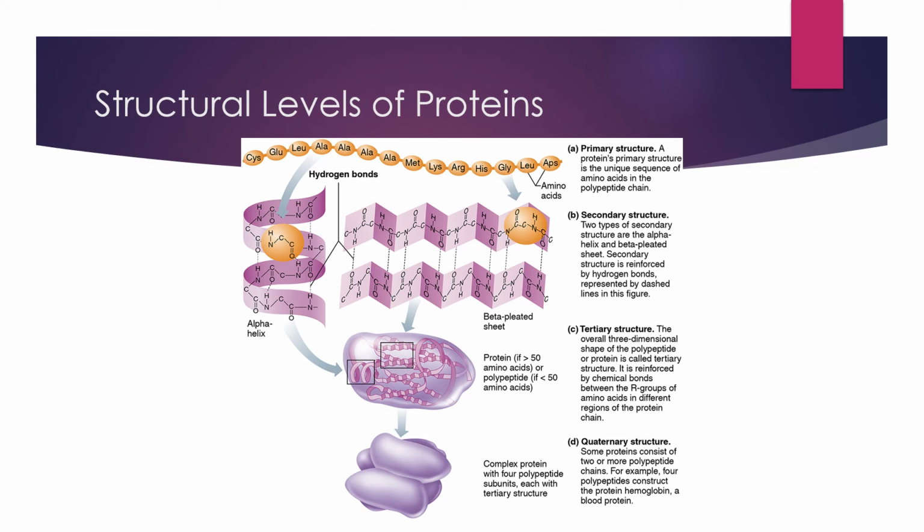The tertiary structure is the overall 3-dimensional shape of the polypeptide protein. It's reinforced by chemical bonds between the R groups of the amino acids in different regions of the protein chain. And quaternary. Some proteins consist of 2 or more peptide chains. For example, the 4 peptides construct the protein hemoglobin, a blood protein.